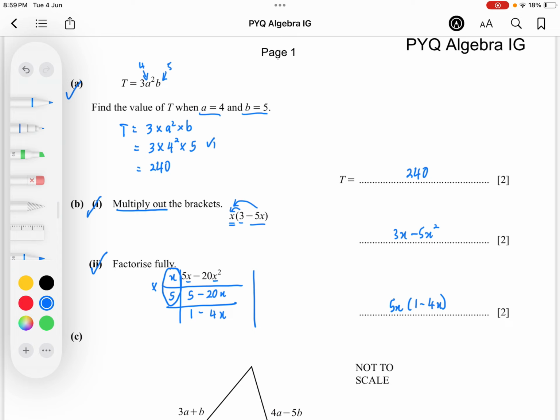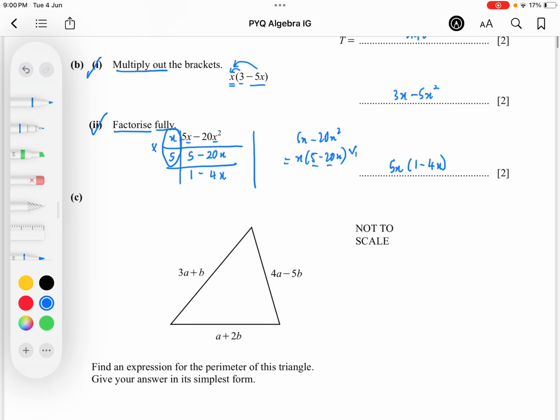Now a common mistake students make is when they just take away x only and leave the answer x times 5 minus 20x. Now if you do this one, you get 1 mark only, not 2 marks, because not only is the question asking you to factorize, but the question is asking you to factorize fully. So 5 minus 20x still has a common factor 5 that you can take out. Okay, so the answer should be 5x times 1 minus 4x.